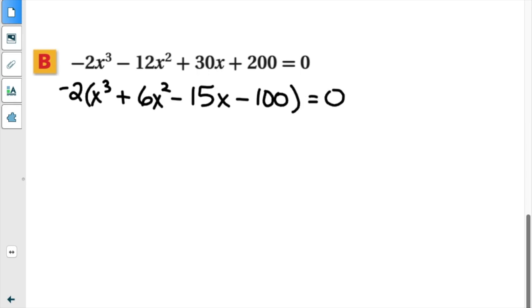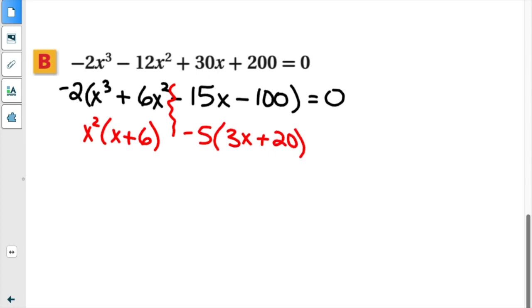Now let's check if we can factor this by grouping. Hint, we can't. But you can always check. Common term on the left, 2 would be x squared, which would leave us x plus 6. Common term over here would be negative 5, which would leave us 3x plus 20. But remember, they would have to be the same thing in parentheses for us to use that method. So that one's out.